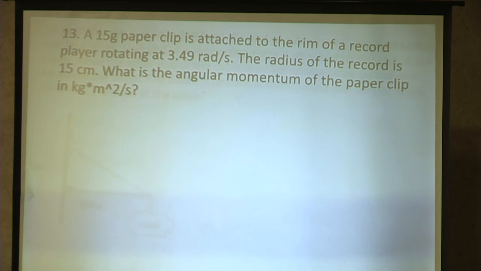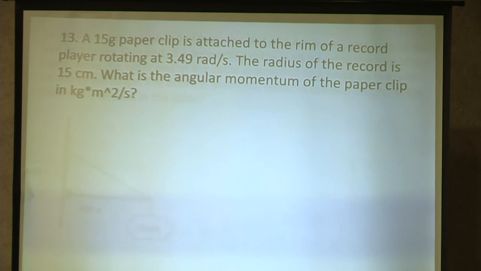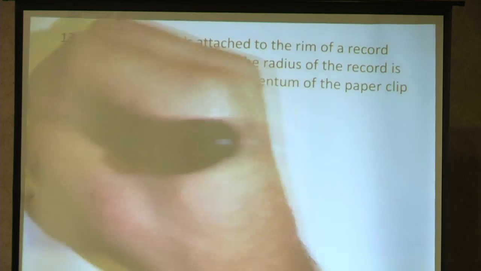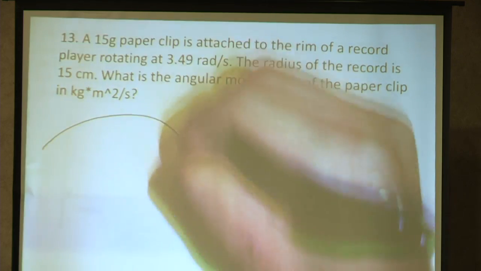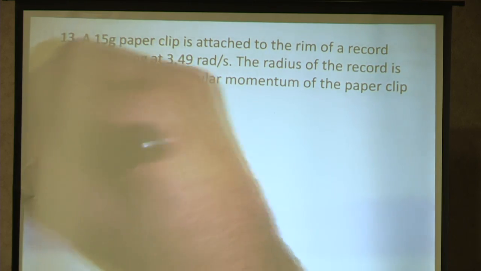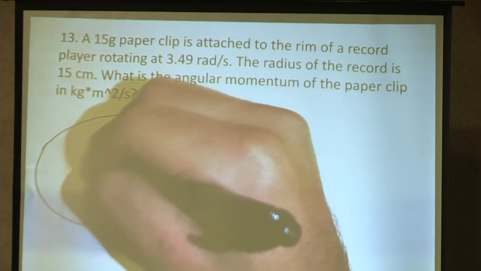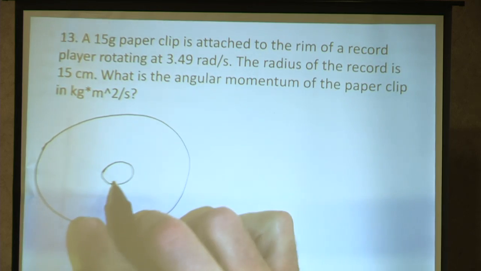So we have a 15-gram paper clip that's attached to the rim of a record player rotating at some speed that I don't really care about right now. So I'm going to draw this out. We've got a big circle. Pretend that's a circle. It's on a record player, so there's that inner thing.